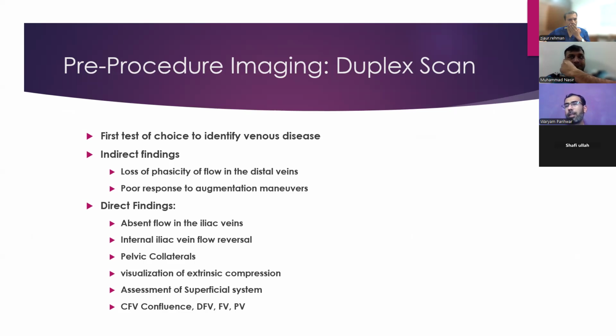Direct findings are slightly difficult to see with normal machines, but with most good ultrasound machines and some skill we can see the direct findings. The most common finding is absent flow in the iliac veins. Iliac veins normally have spontaneous flow when we examine the pelvic veins. But if there is DVT or CTO of the iliac veins, then we will see no flow or only trickle flow in the iliac veins. And the most important thing is internal iliac vein flow reversal.